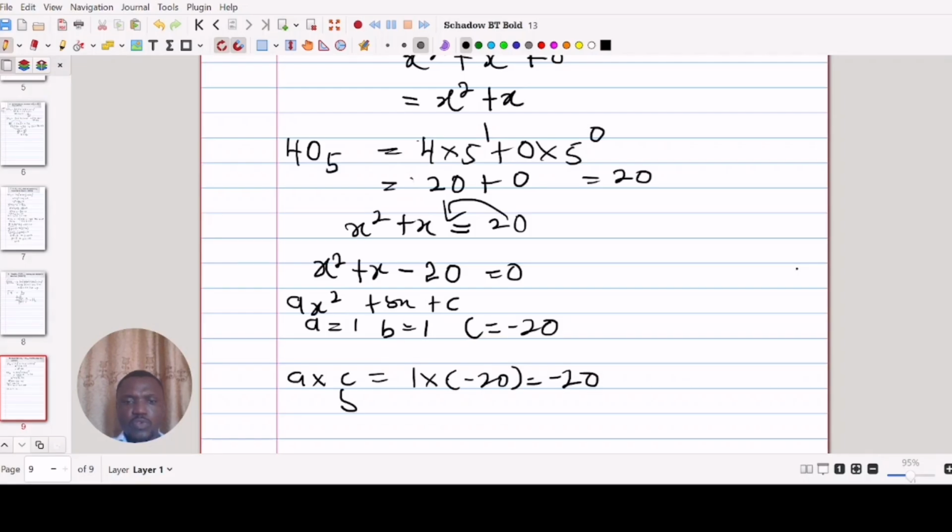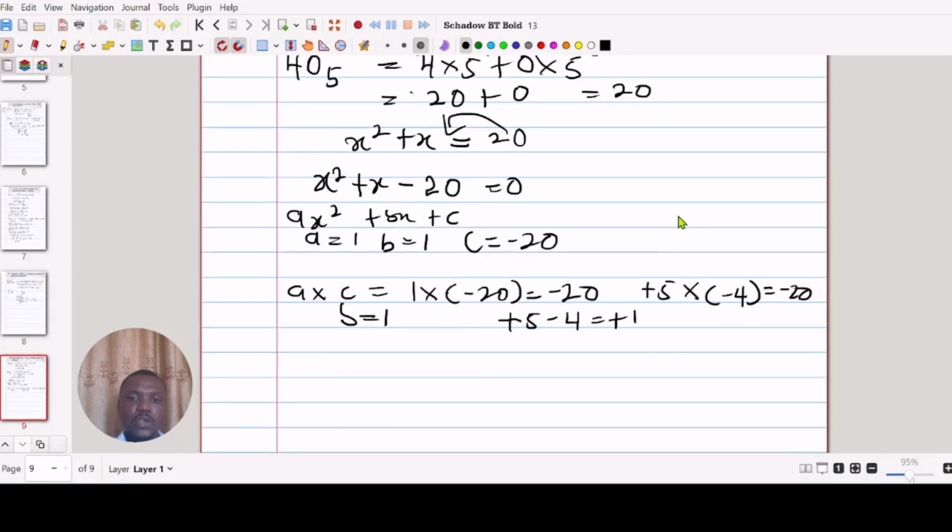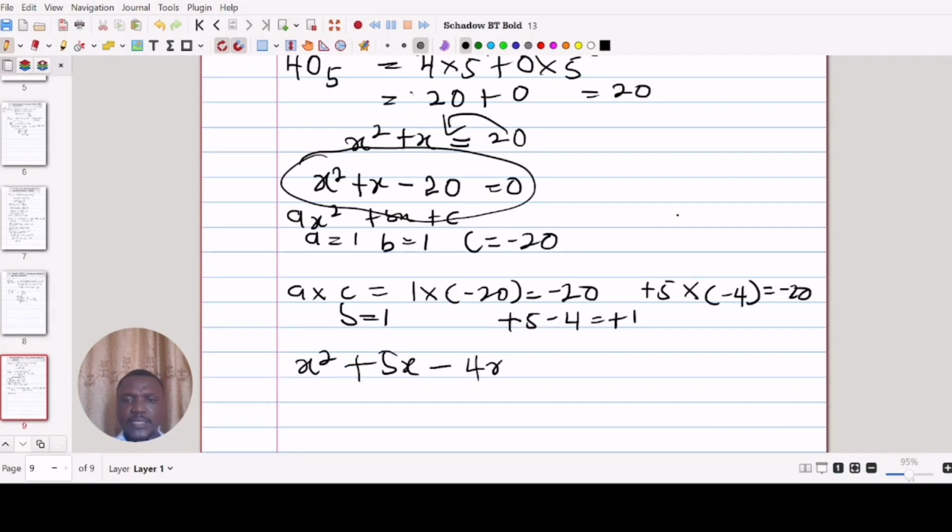Your b is 1. So you think of two numbers that multiply each other to give minus 20. If you add them together or subtract them from each other, they give you plus 1. Plus 5 times minus 4 will give us minus 20. Plus 5 minus 4 will give us plus 1. So we have found the two numbers that meet the criteria we are looking for. So I'm going to slot them in here. So that will be x squared plus 5x minus 4x minus 20 equals 0.